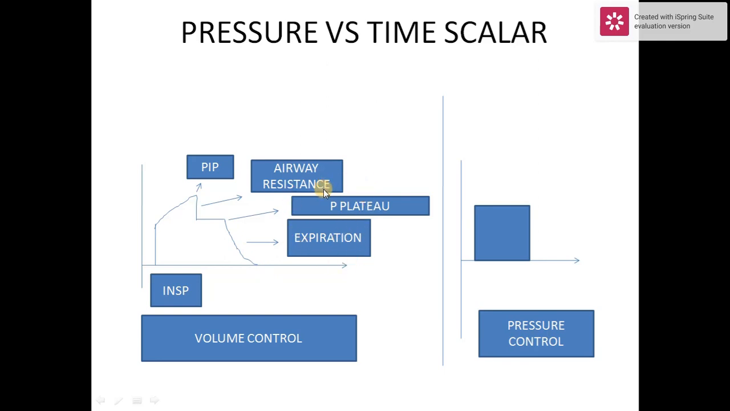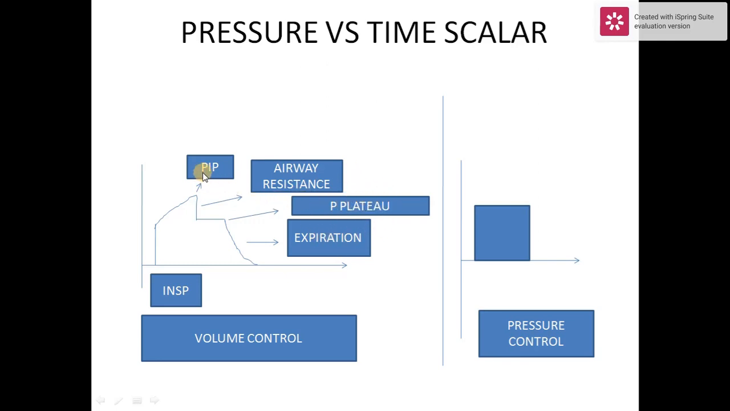So what is P plat? P plat represents the compliance of the lung. When we press an inspiratory hold for about 0.5 seconds in a ventilator, we see something known as a straight line. This is known as P plat. This is known as the compliance of the lung. Compliance is how easily the lung can distend with the pressure, meaning the change in lung volume per unit pressure.